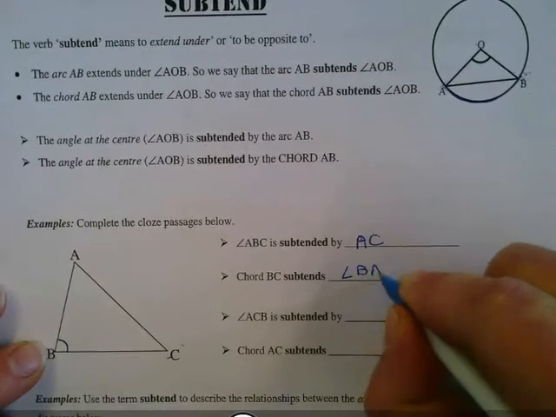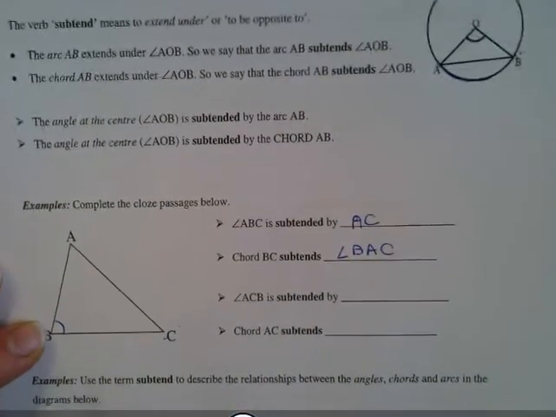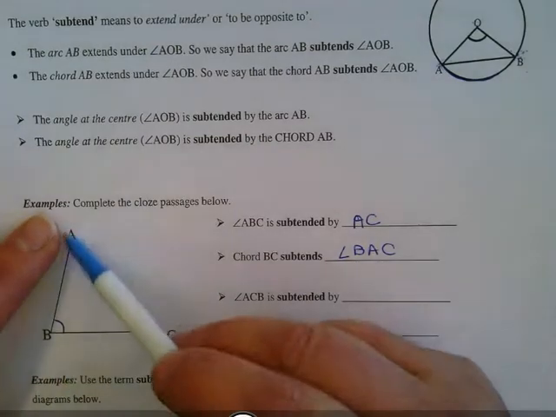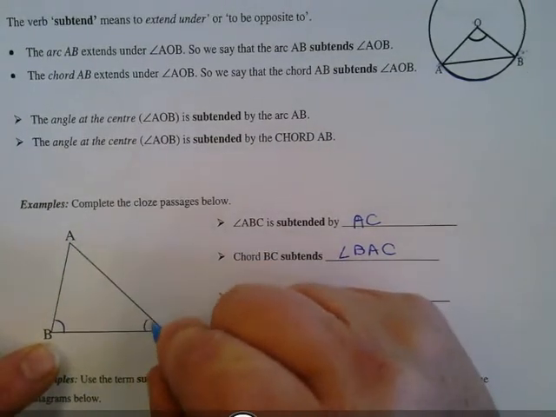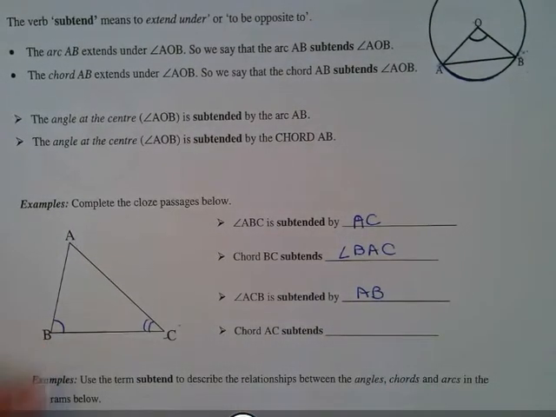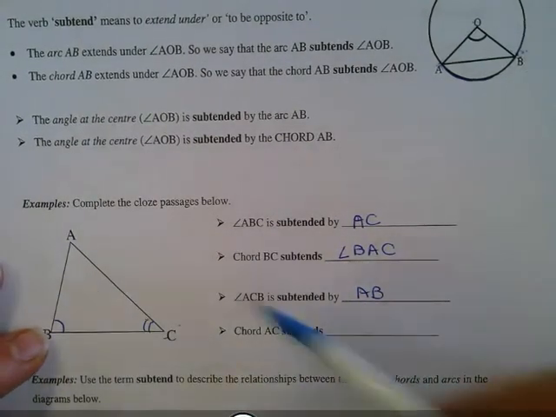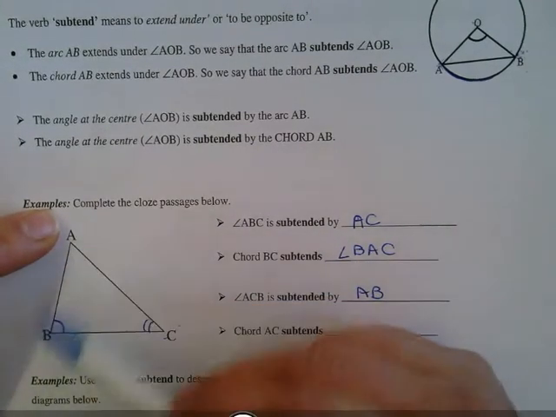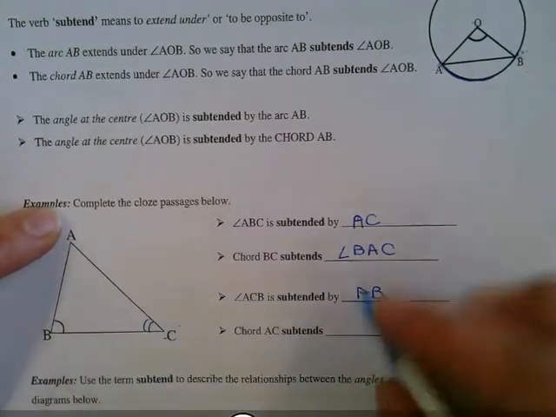Angle BAC. Okay, angle ACB is subtended by, yeah, but I'll just put AB because I don't know if it's a chord or whatever. And chord AC subtends which angle? Yeah, CBA or ABC.